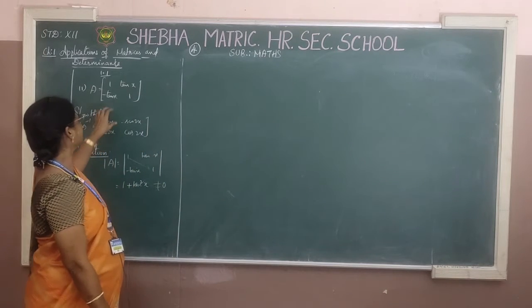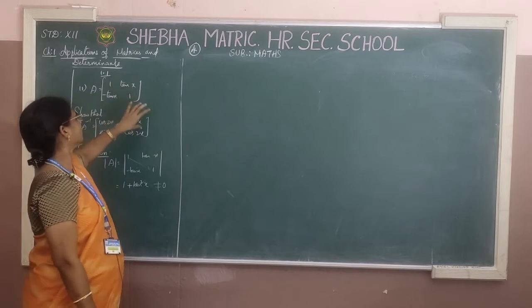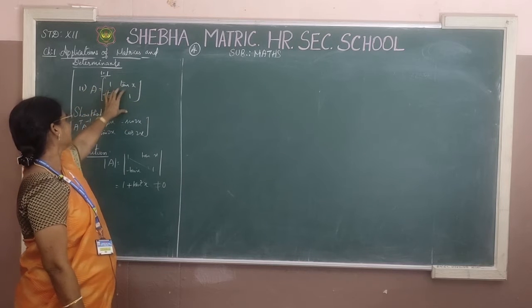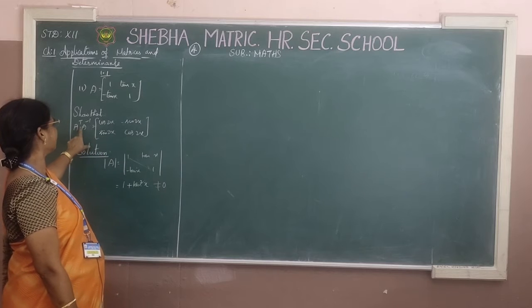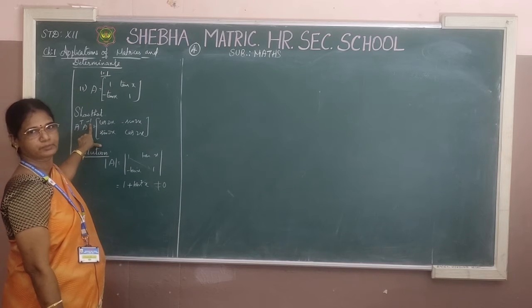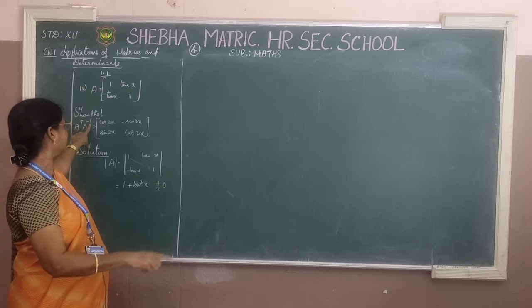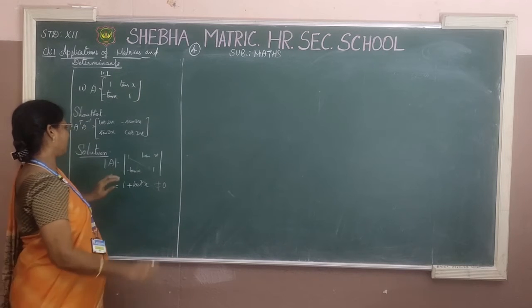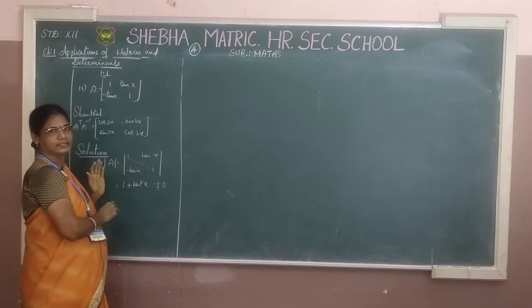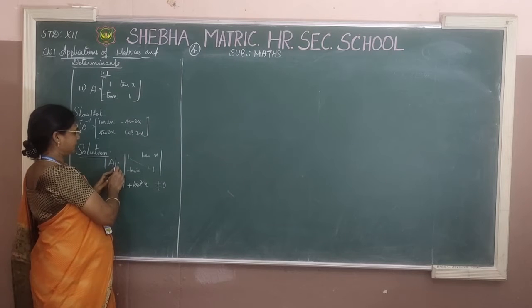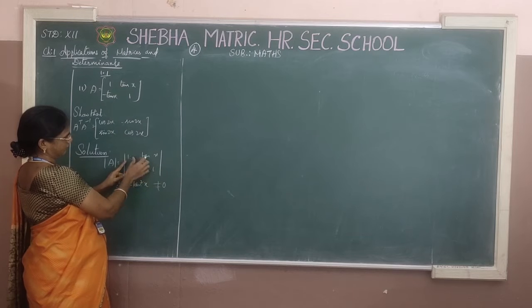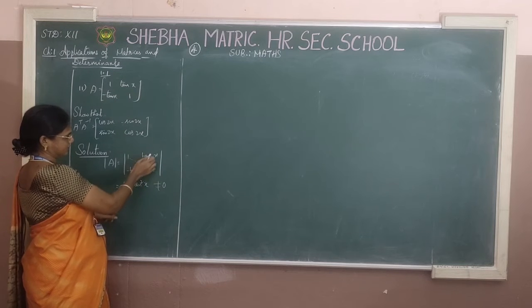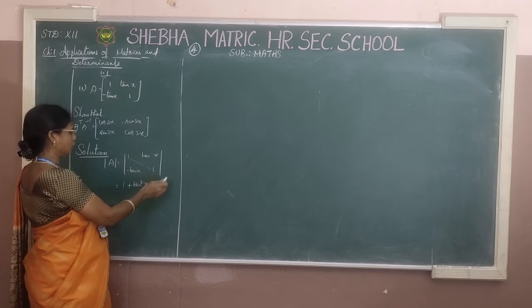First we are going to do the 11th sum. In the 11th sum, A is given and we have to show this. In this, we have to first find A inverse. Before finding A inverse, we have to find the determinant value, isn't it? Determinant of A: you have to write the given matrix in determinant form and then find the value, 1 into 1, 1 plus tan square x. This is not equal to 0.